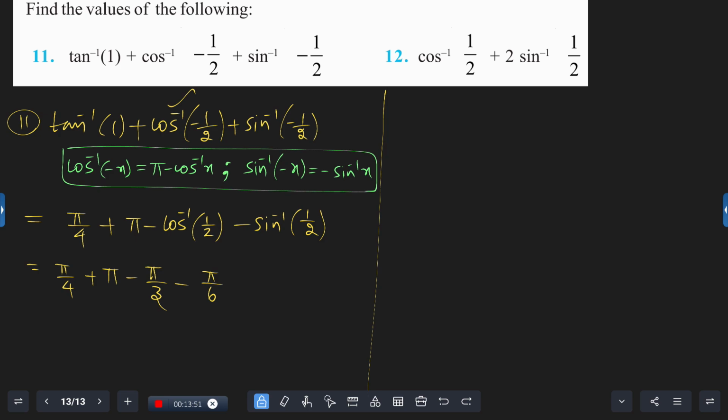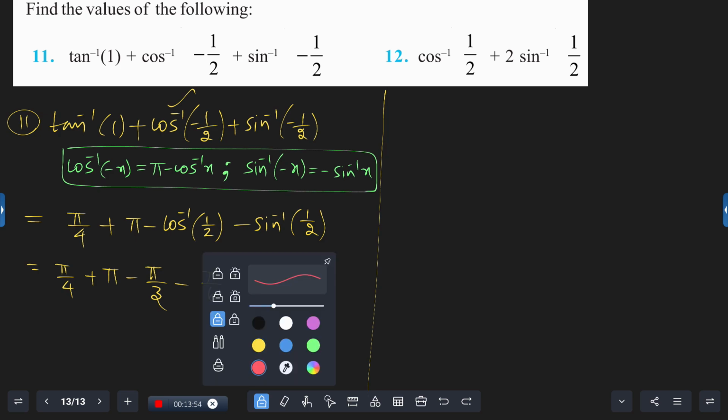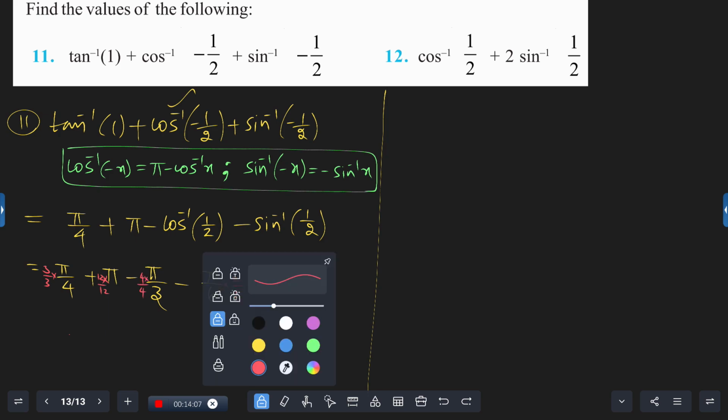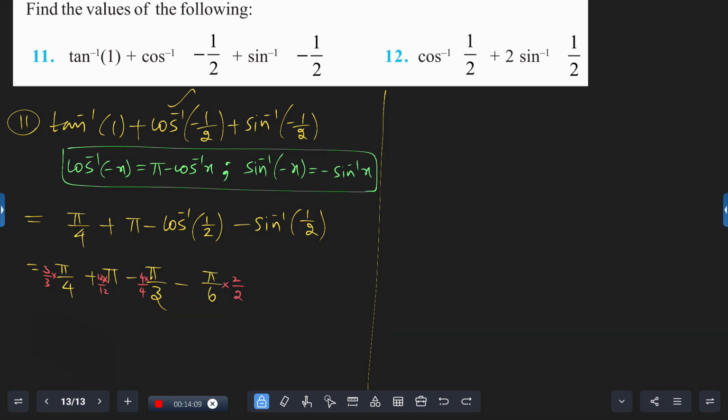What is the LCM for all the numbers? 12. Very good. So to get 12, what do you multiply here? 3 multiply and divide by 3. Here 12 multiply and divide by 12. What about here? 4 multiply and divide by 4. What about here? 2 multiply and divide by 2. Whatever I mentioned in red color, kindly use a pencil for that. And here the LCM is 12: 3 pi plus 12 pi minus 4 pi, 2 into pi, 2 pi. Now simplify. First add positive numbers: 3 pi plus 12 pi, 15 pi. 15 pi minus 6, what is it?